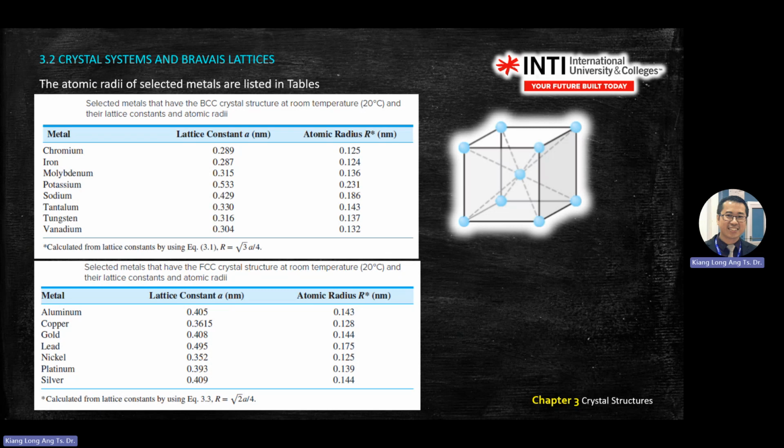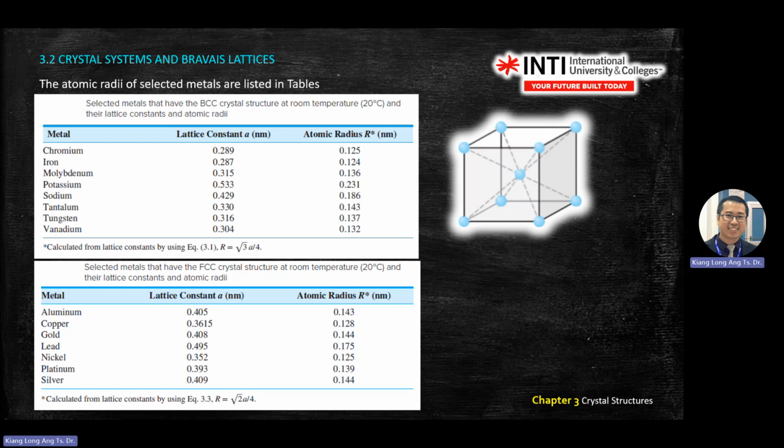This table already tells you: 1, 2, 3, 4, 5, 6, 7, 8. Remember 4. If the question asks you to give examples of BCC structure elements or metals, pick 4 from here, wherever you like. If the question asks you to give 4 examples that have FCC crystal structure at room temperature, here there are 1, 2, 3, 4, 5, 6, 7. Remember 4. Same, you have the a, you have the R.